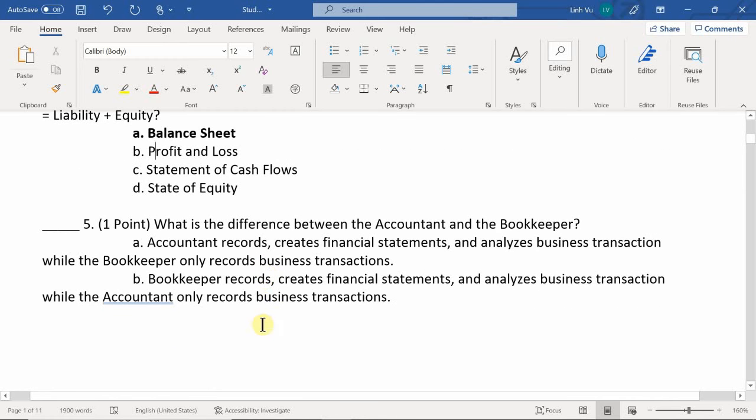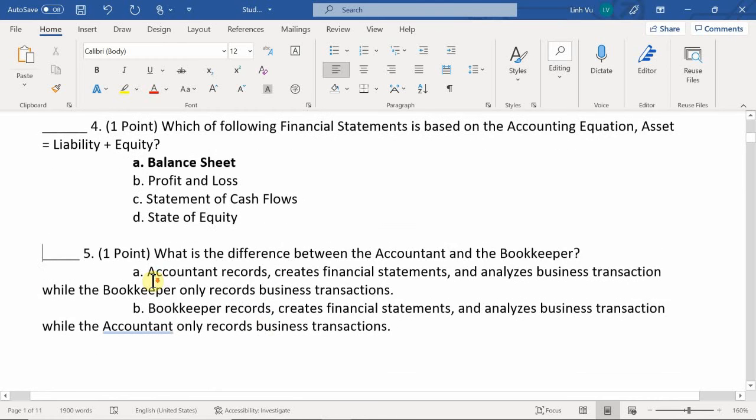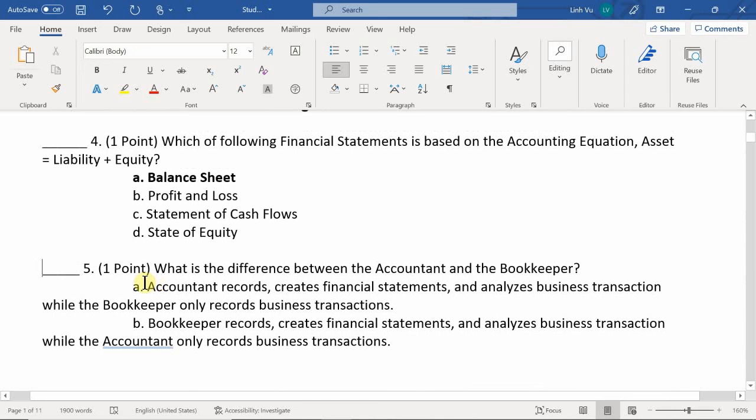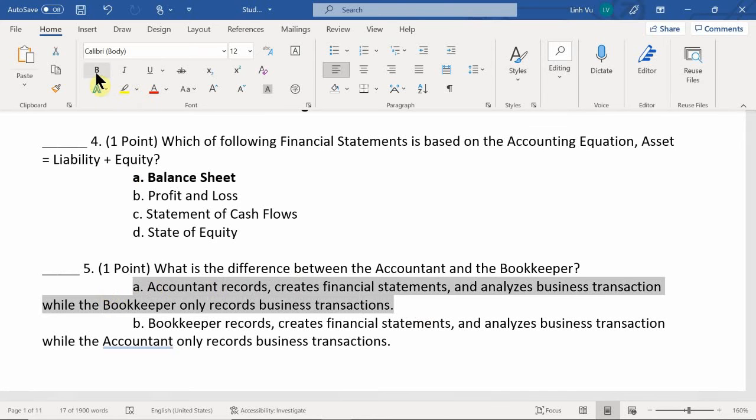All right, number 5. Let me push this forward. I think there's... Okay, never mind. Question number 5, okay? What is the difference between the accountant and the bookkeeper? A, right? Because the accountant is the one that creates the financial statements. They're the one who analyzes the business transaction, while the bookkeeper only records business transactions. So I talked about and mentioned this earlier.